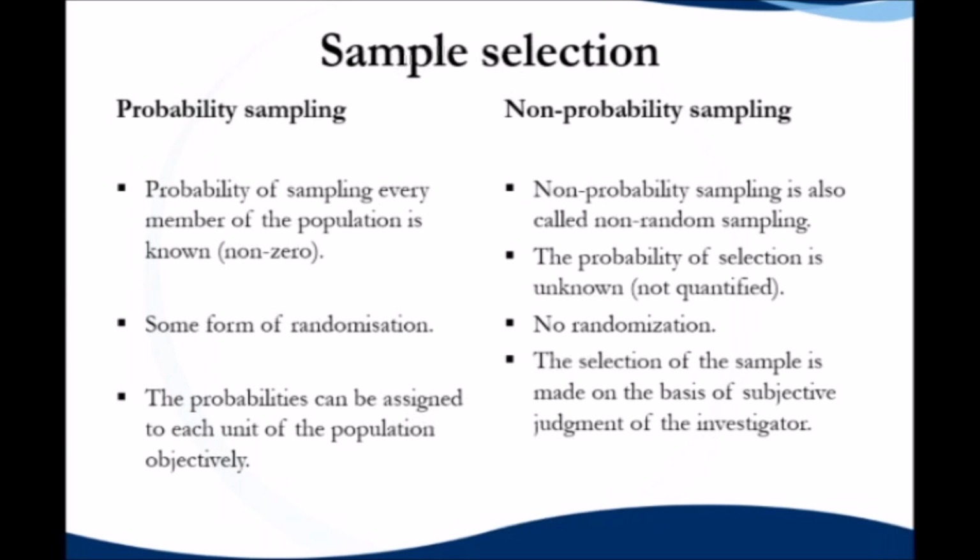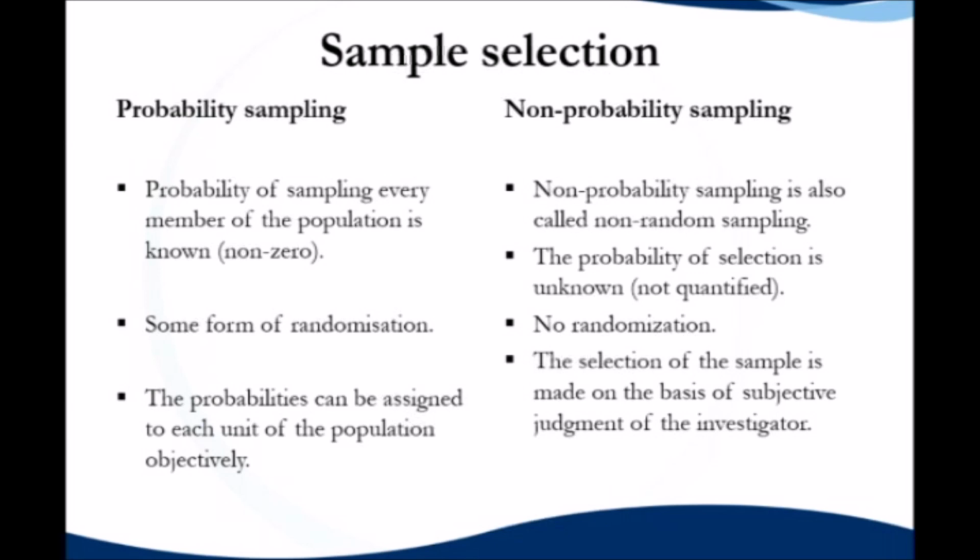We have two sampling schemes. We have probability sampling or non-probability sampling. Before I continue, I just want us to look at the concept of probability. So what do we mean by probability? Probability is the likelihood that a particular event will occur.